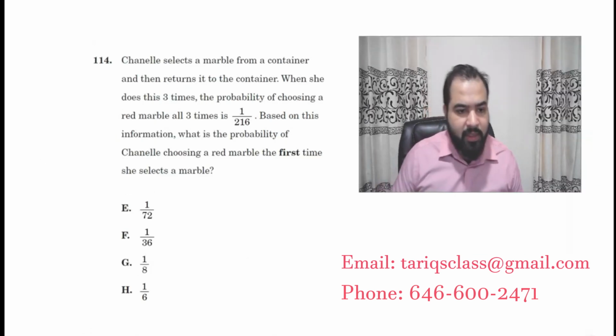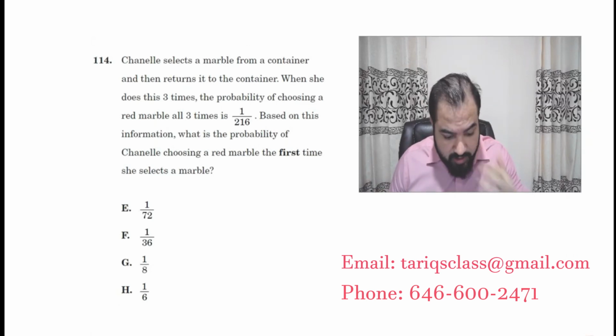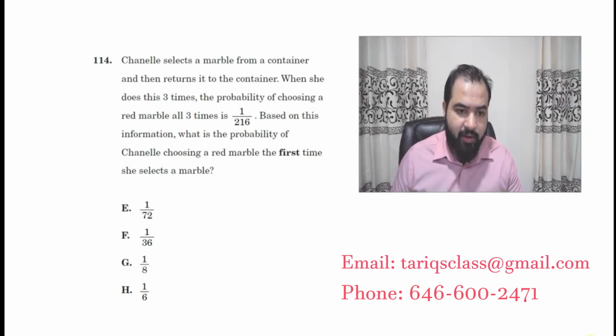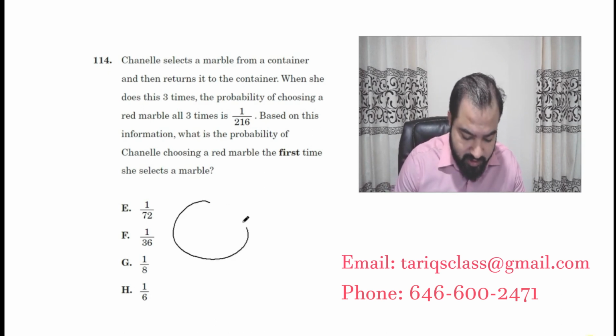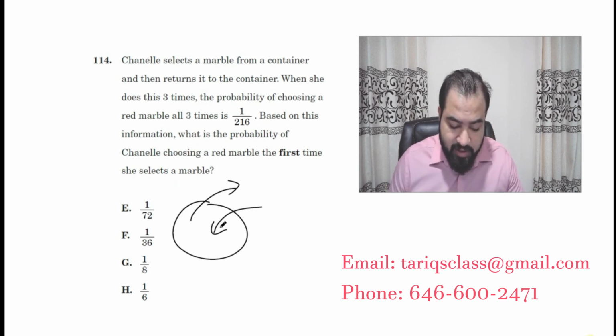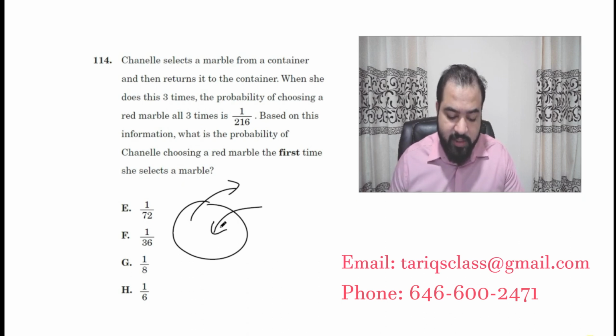114, the last one. Now, Chanel selects a marble from a container and then returns it to the container. So let's say this is the container. She selects a marble and takes it out and returns it back. And she did this 3 times, and the probability of choosing a red marble all 3 times is 1 over 216.